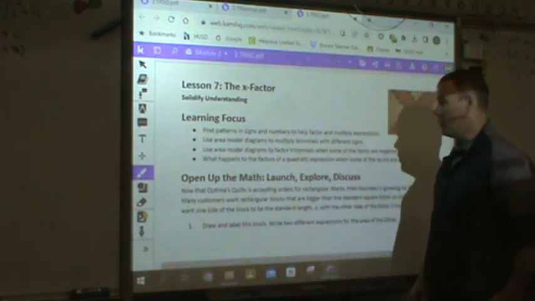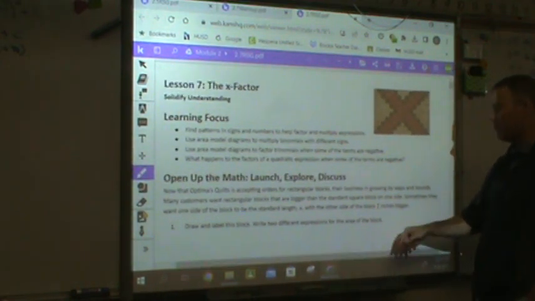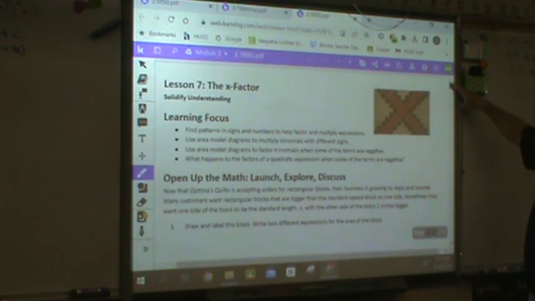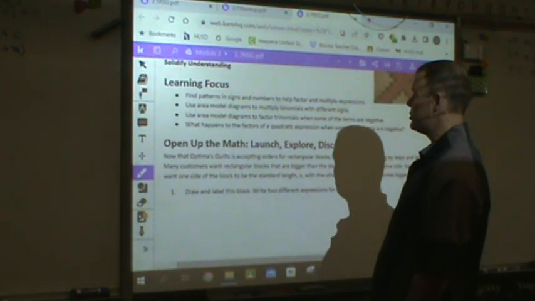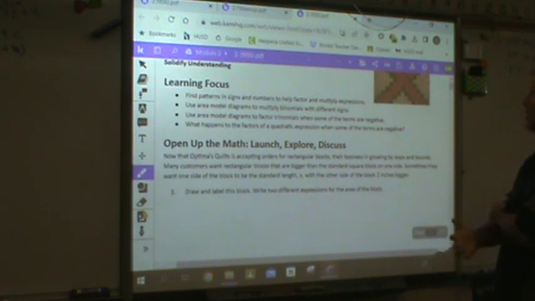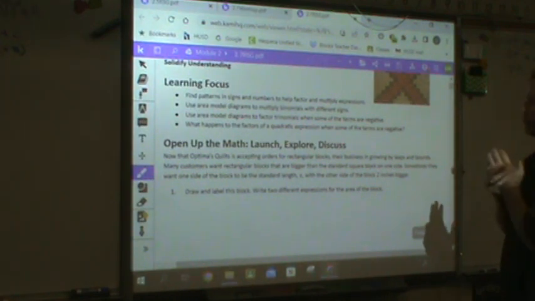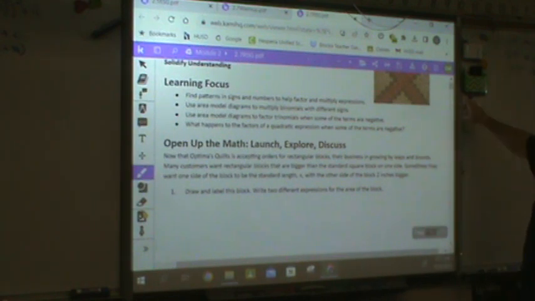All right, moving on. What are we going to do in this pattern? I'm not going to do every problem in this for the sake of the video, but I will give you some helpful advice on a few of these problems. So what we need to do is find patterns in signs and numbers to help us multiply. We're going to use some models to help us multiply those. We're going to use model diagrams to factor trinomials, and so on.